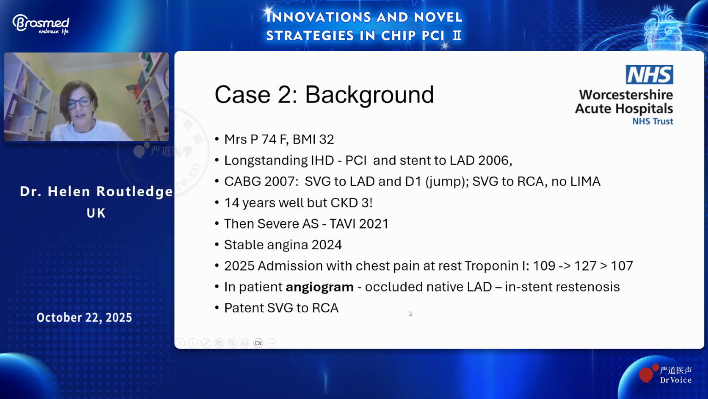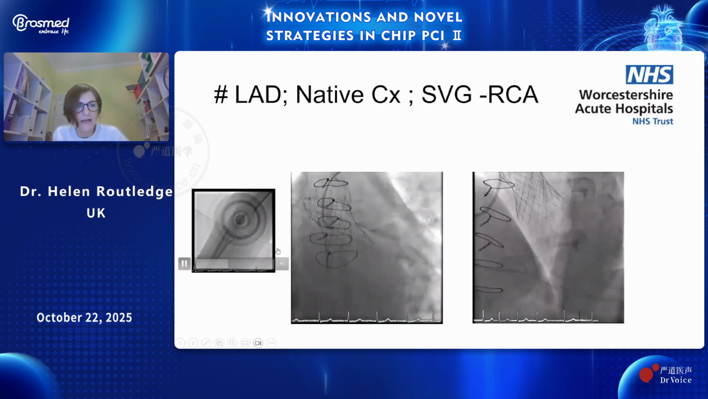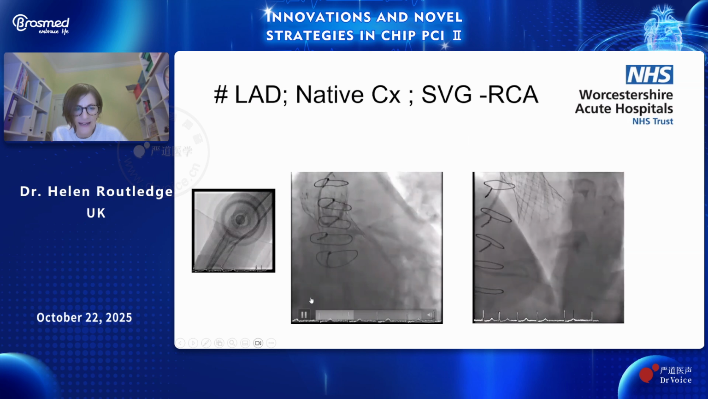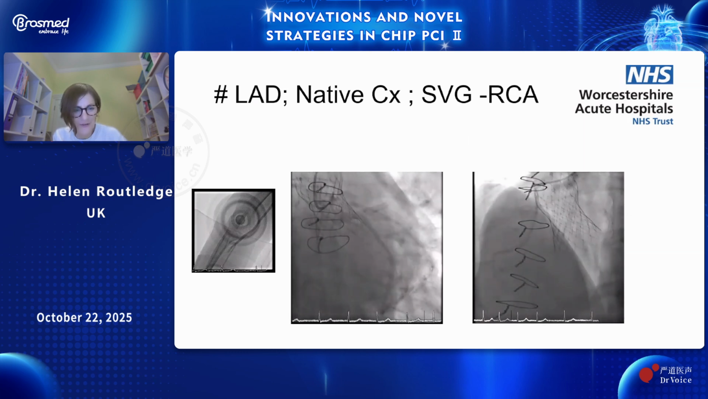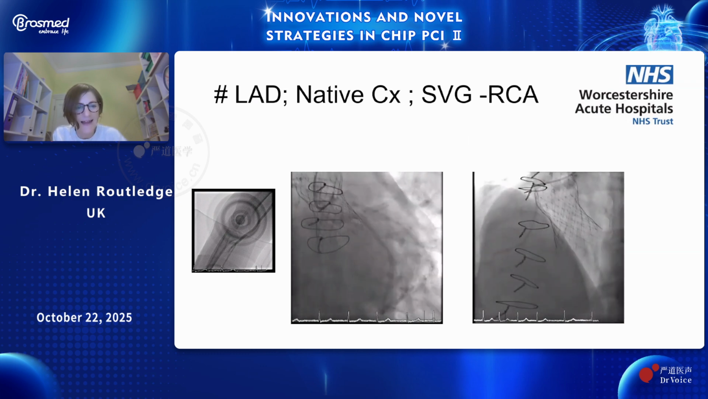which you'll see we found an occluded native left system, which was occluded because of in-stent restenosis in that original 2006 stent which had led to the bypass surgery. And we found a patent vein graft to the right. So the TAVI was unfortunately a CoreValve, which all of you will understand why we were unhappy to see that.